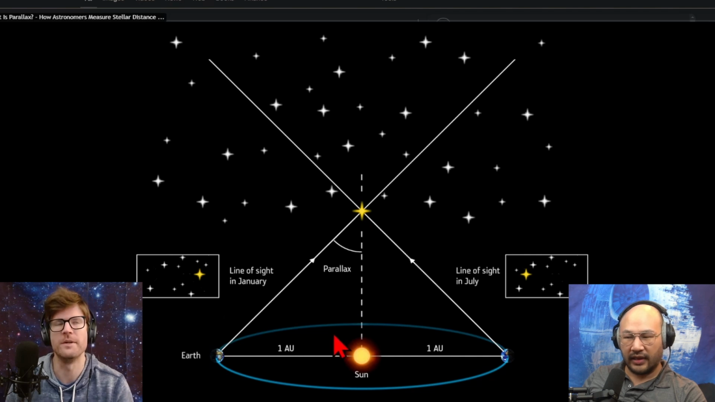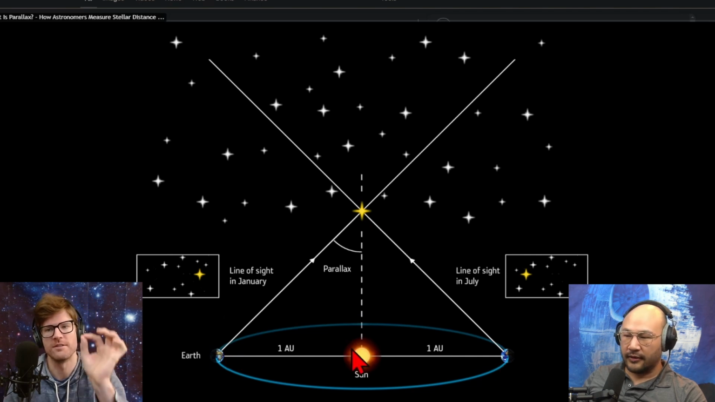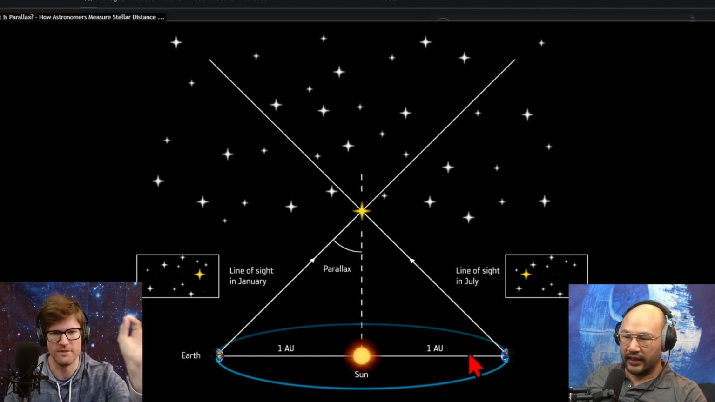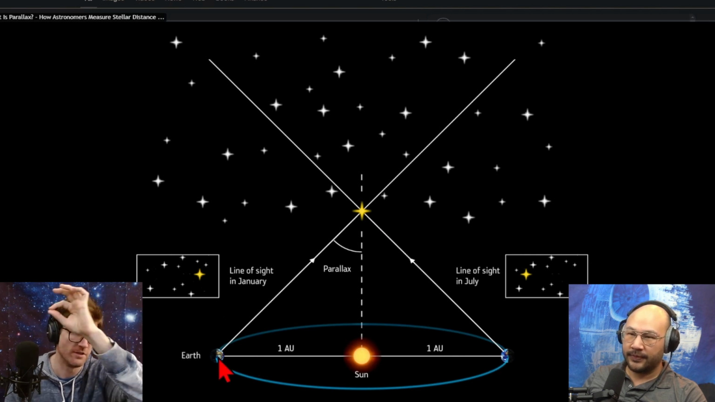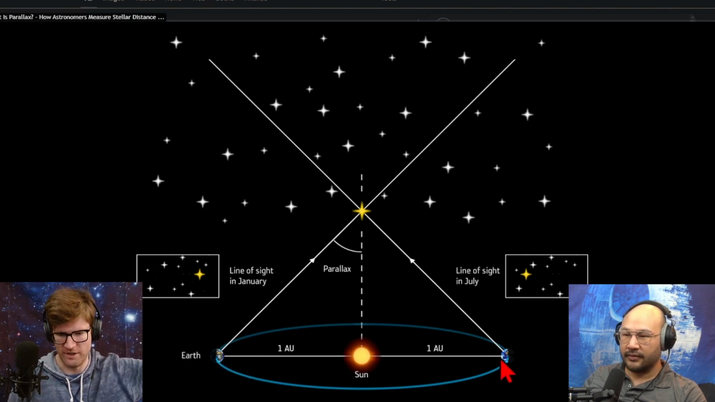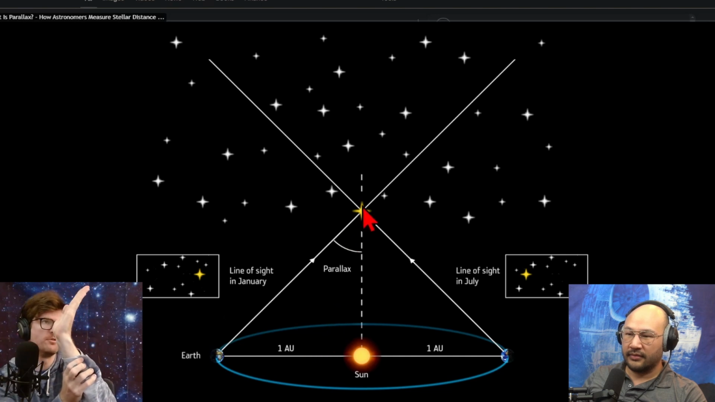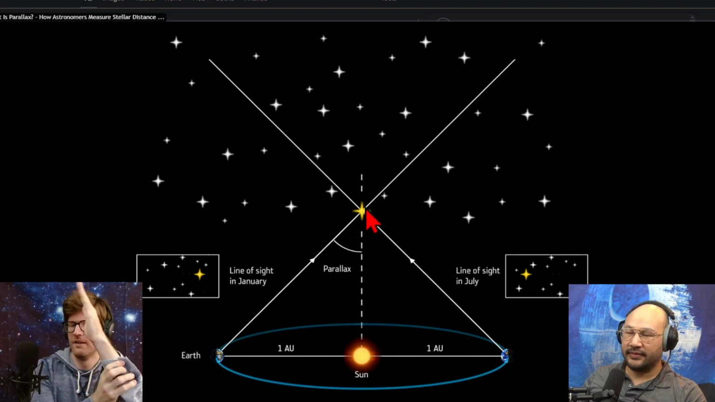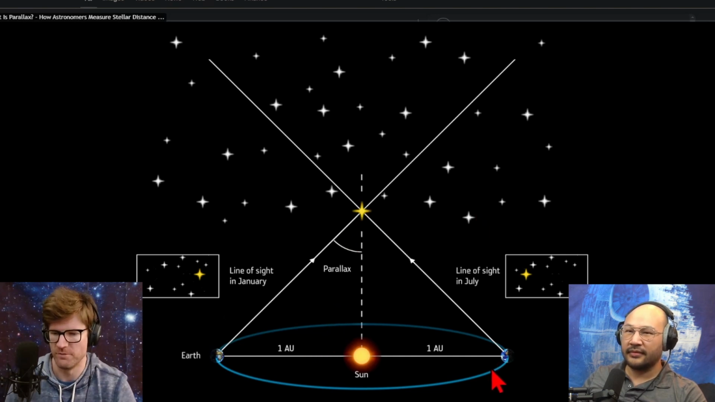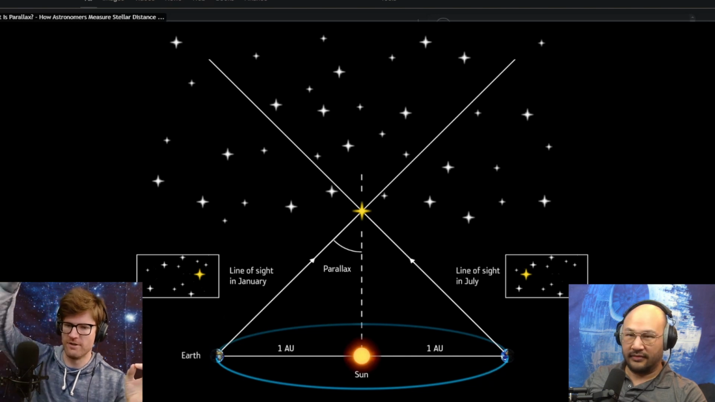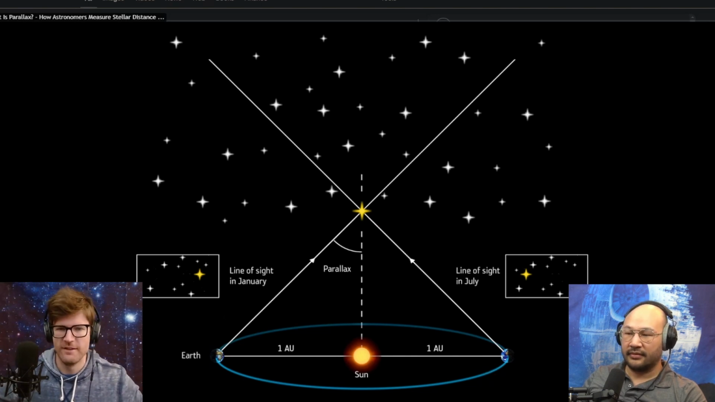Well, what do we know? We know the distance from the sun to the Earth, that's 1 AU, in July and January. And then we can know the angle shift as we go from July to January. And then there's some trigonometry involved. We can get the distance to the star. Because what is it? Angle, side, angle. One of those. Yeah, I learned this in geometry.